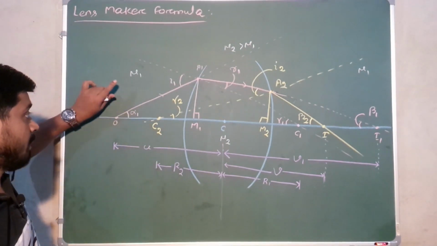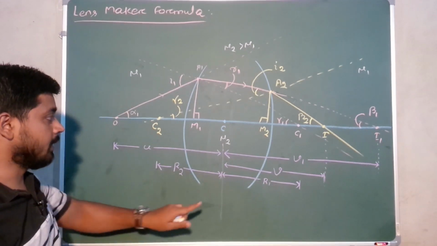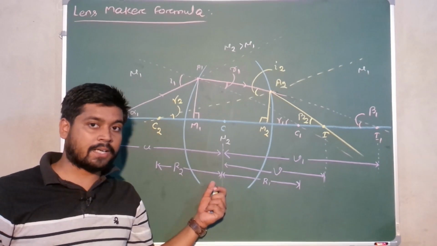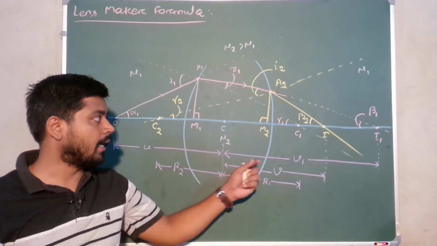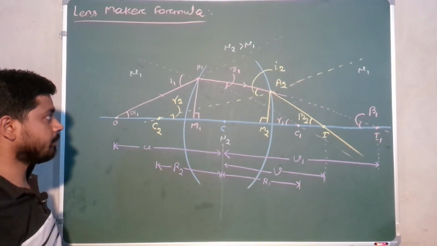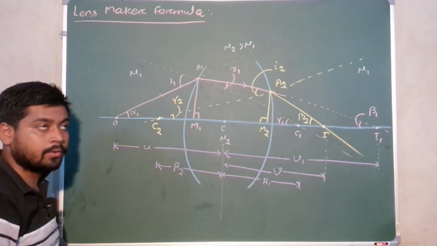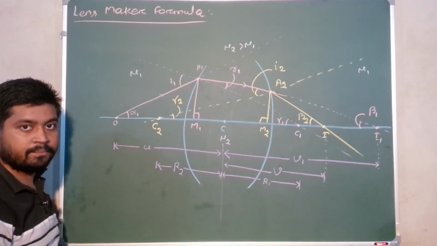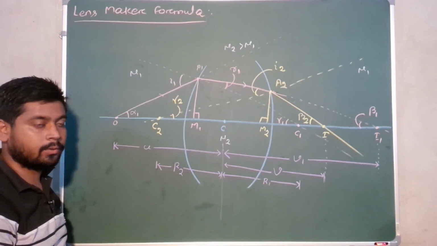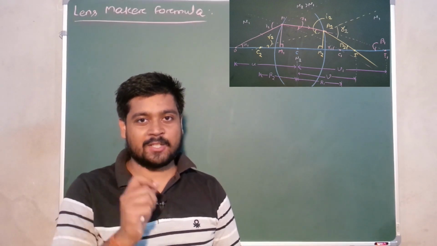And this medium has refractive index mu1, which is optically rarer medium, and the lens of refractive index mu2, which is optically denser medium, and this one is the mu1, optically rarer medium. Okay. Yes or no? This is all about the ray diagram of lens maker formula. Just see it carefully. Yes or no? Then just see how I derive the lens maker formula.